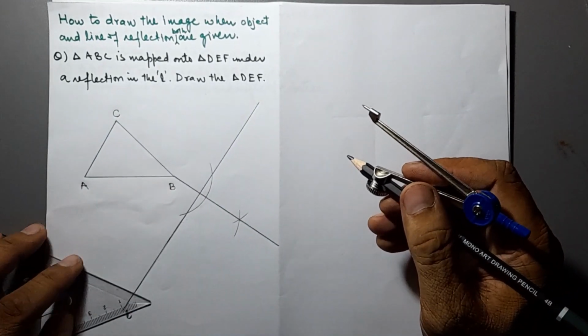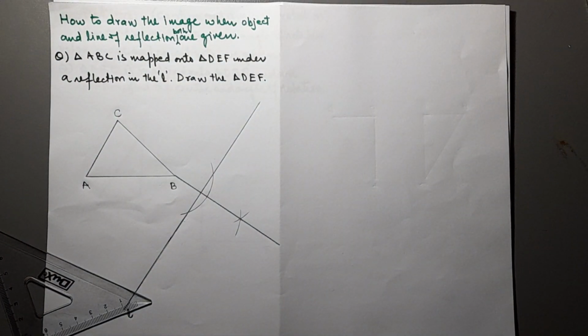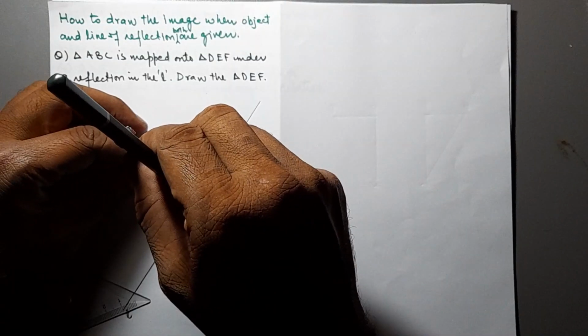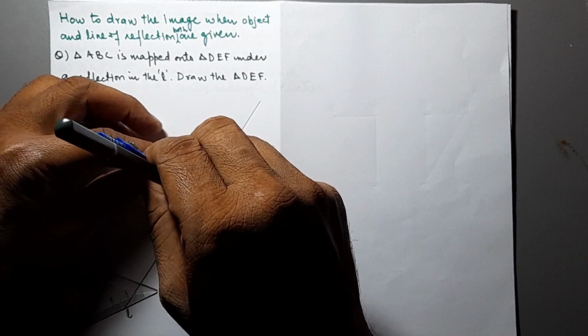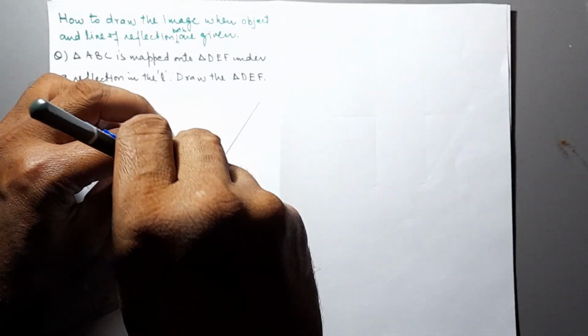Now, this one is the perpendicular from B to the line of reflection, and the image of B, which is E, lies on this line. As you know, the distance of the object from the line of reflection is equal to the distance of the image from the line of reflection. The image is always at the same distance from the line of reflection as the object is. The distance of B from the line of reflection is this.